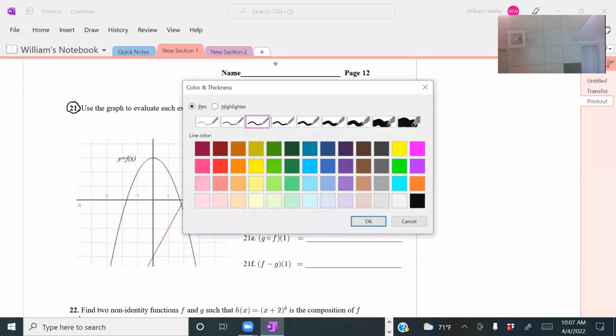Let me see if I can pick this up a little bit. That's fairly thick, so that should do.